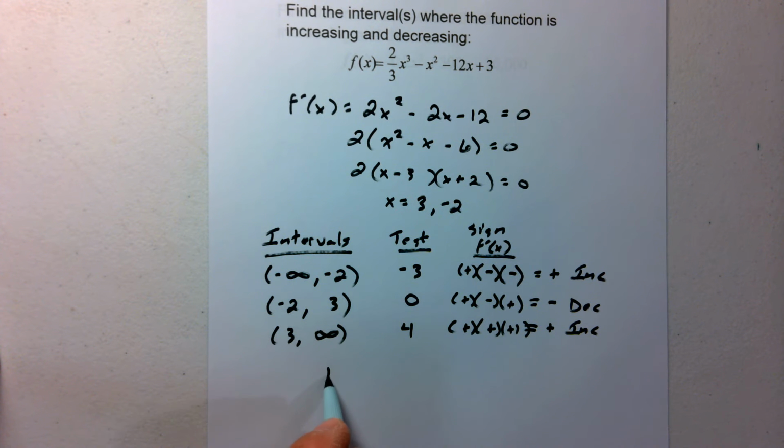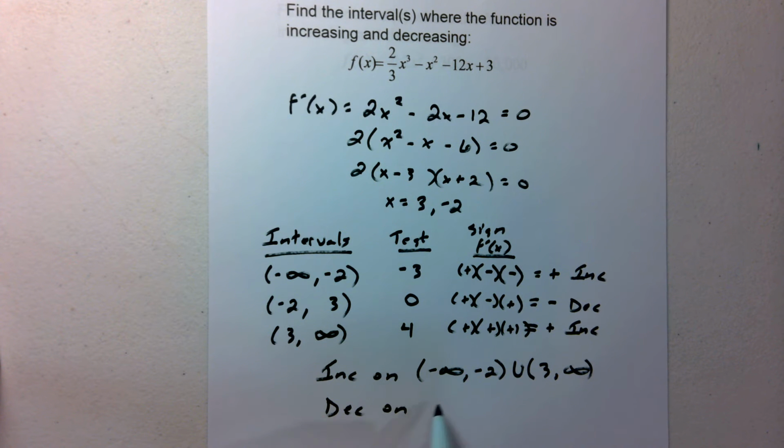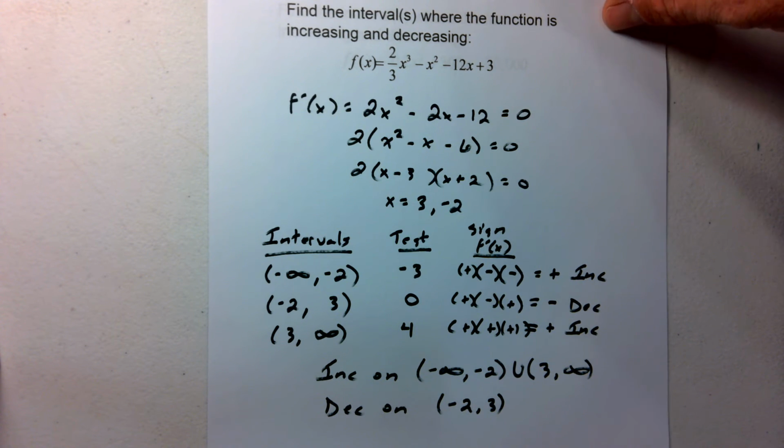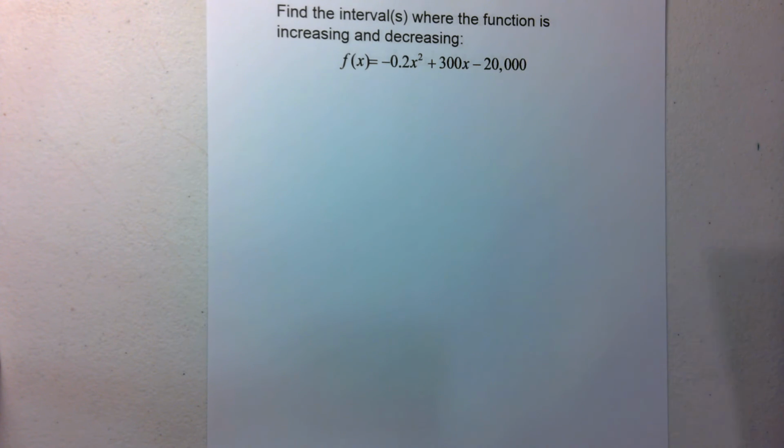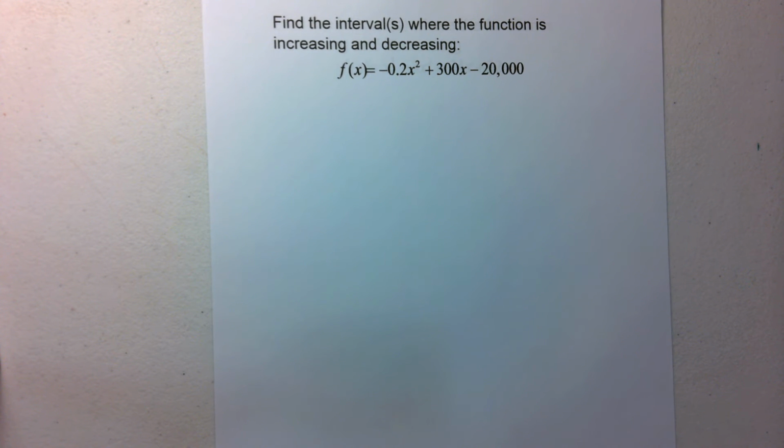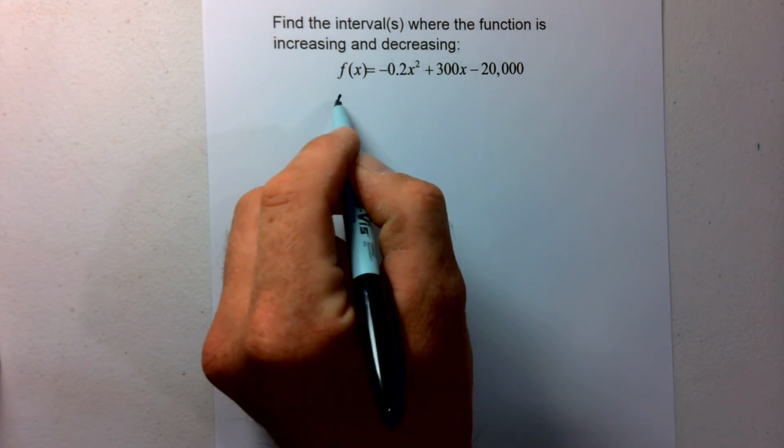So in other words, I can say it's increasing on the intervals -infinity to -2, union 3 to infinity, and we're decreasing on -2 to 3. And that would be a good, nice little answer for us if we're looking for the increasing and decreasing intervals. We can do this with as many problems as you want. I'll give you just a couple more here just to give you a look at what we're looking at.